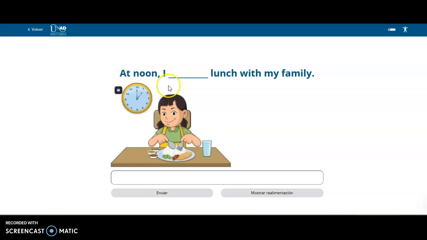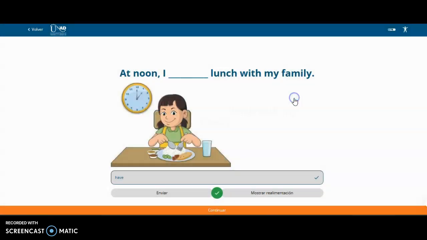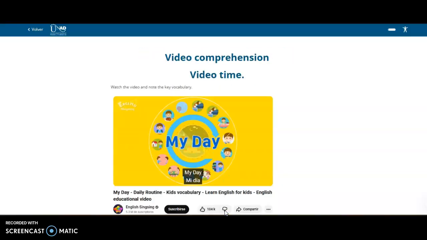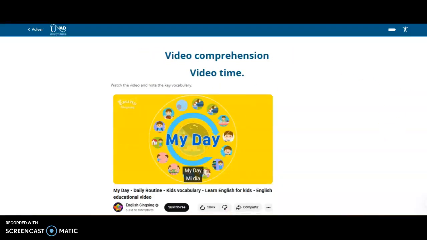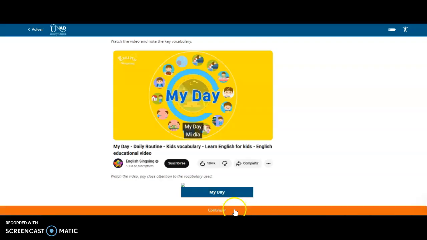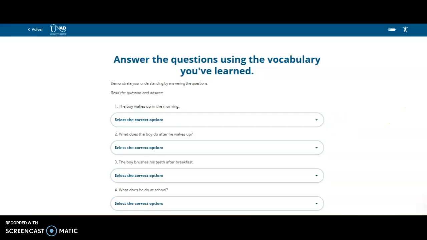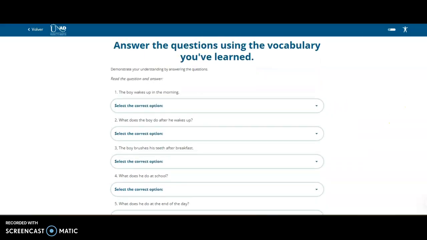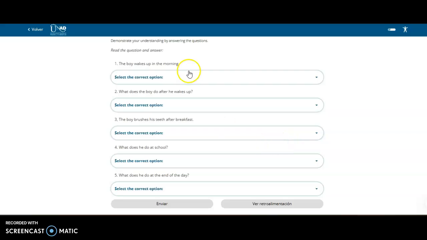Then we need at noon, what verb can we use? We can use eat, or maybe I can use have lunch. This is correct, and we continue. Then we have a video comprehension time. We have those videos, and students are going to watch them, and then when they watch it, students are going to read and answer those questions.